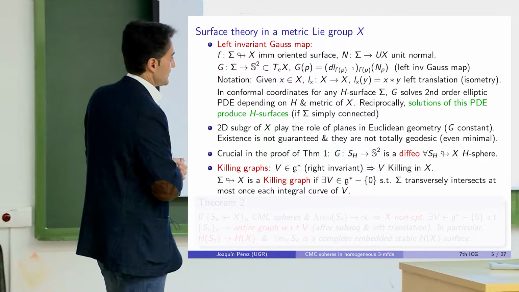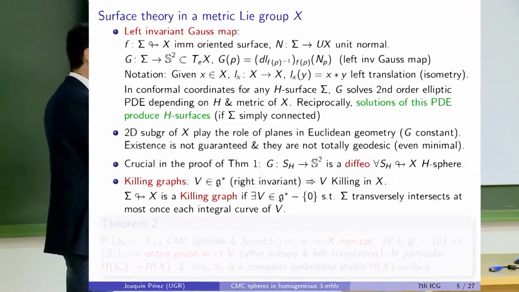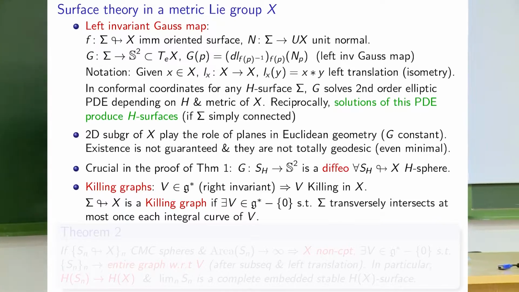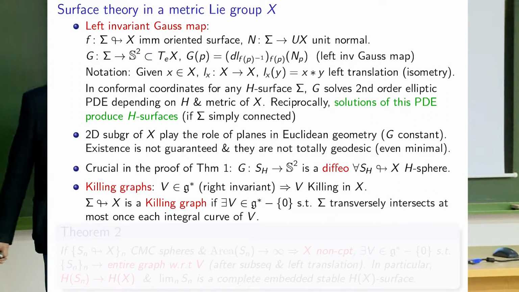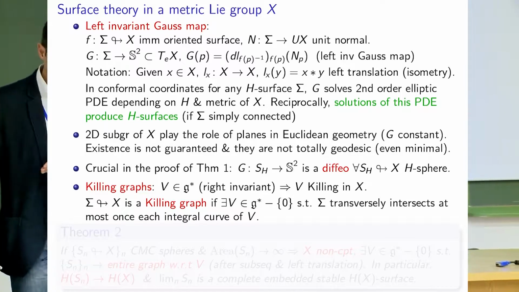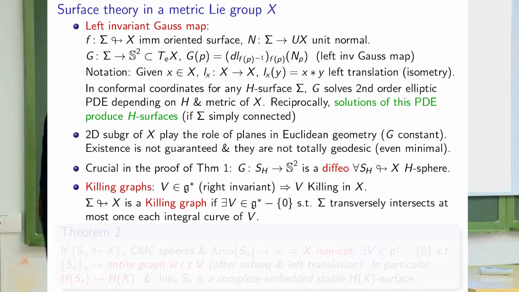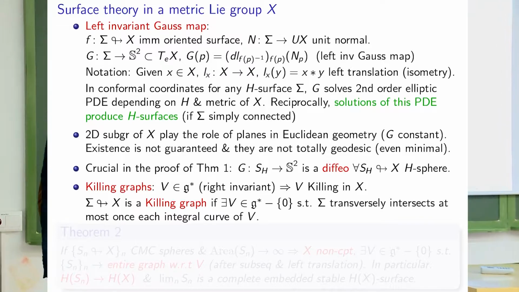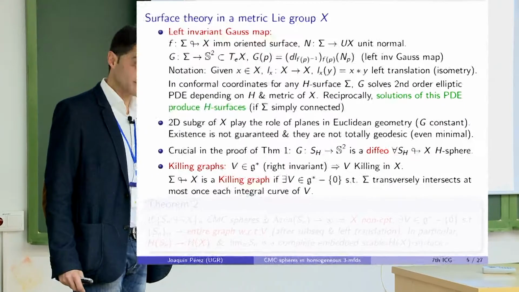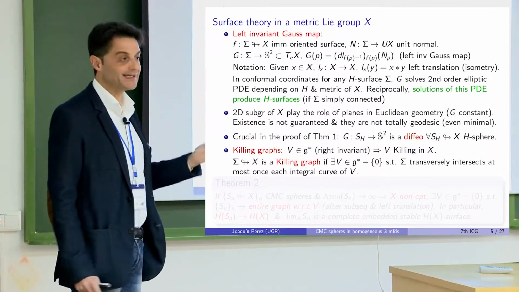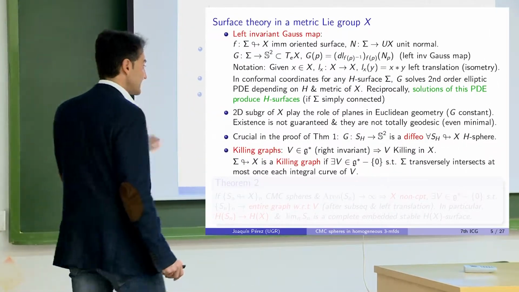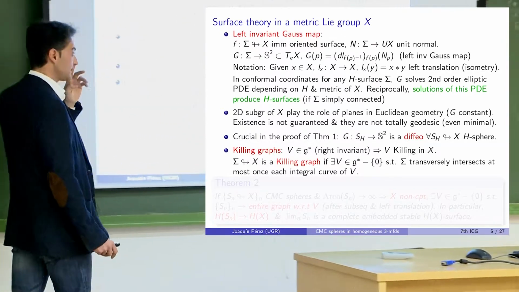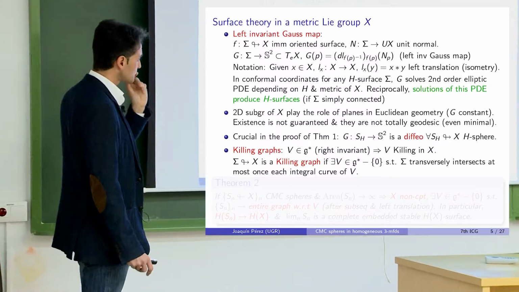Second tool, Killing graph. Again, think of the left invariant metric. Because it's left invariant, if I take an element in the dual of the Lie algebra, so a right invariant vector field, then the one parameter group of diffeomorphisms is just made of left translations. So they are isometries. So the vector field is Killing, no matter what left invariant metric you pick. So these are algebraic Killing vector fields, okay?